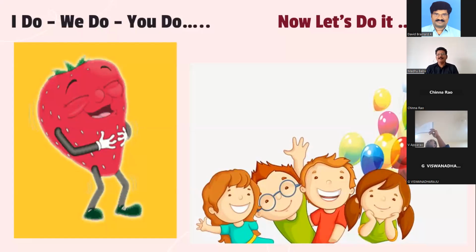This is exactly the entire process we have seen so far. I do is a teaching period, whereas we do and you do come under the practice period, as you have observed. There is a lot of language generation and scope for every child to participate. That is the real crux of this program. Please try to follow all these steps that we have followed during this picture interaction.